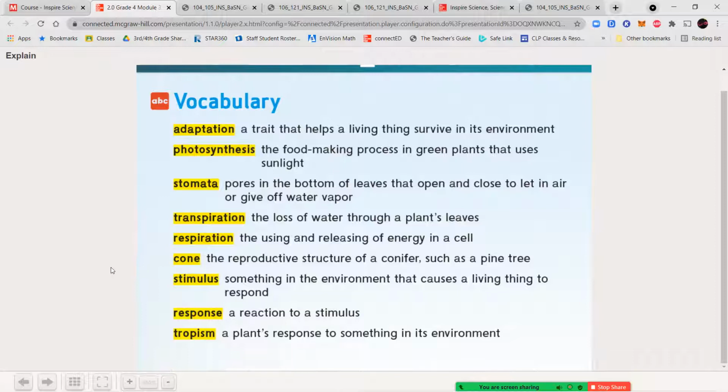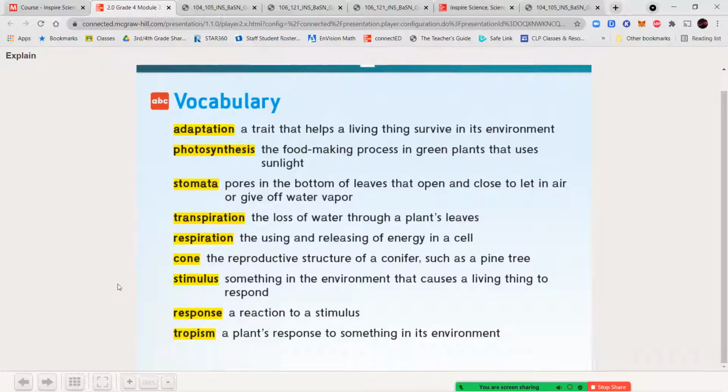Next, we have the word cone. The cone is the reproductive structure of a conifer, such as a pine tree. So a conifer is a plant that produces kinds of cones, and the seeds are in the cones. So like a pine tree has pine cones on it. So the reproductive structure, the part where the seeds are made in order to be able to create new trees, is found in the cones.